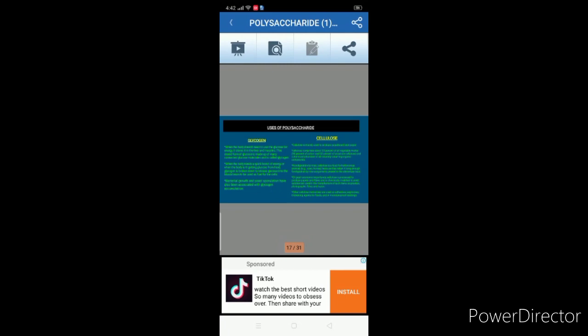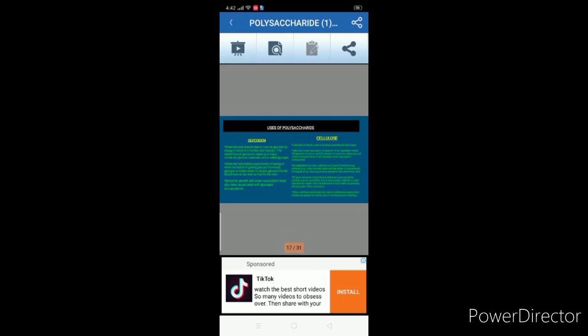Uses of polysaccharide, glycogen. When the body does not need to use the glucose for energy, it stores it in the liver and the muscles. This stored form of glucose is made up of many connected glucose molecules and is called glycogen. When the body needs a quick boost of energy or when the body is not getting glucose from food, glycogen is broken down to release glucose into the bloodstream to be used as fuel for the cells.